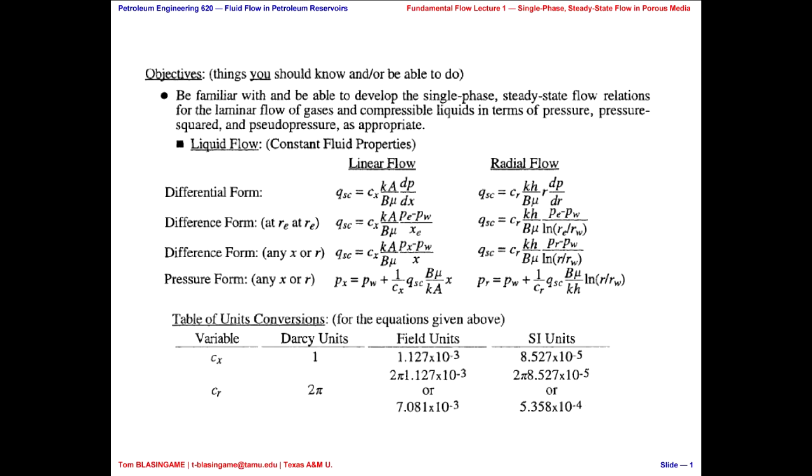Okay, so the first one was Darcy. What's the second one? Second was diffusivity. And then it gets kind of murky.